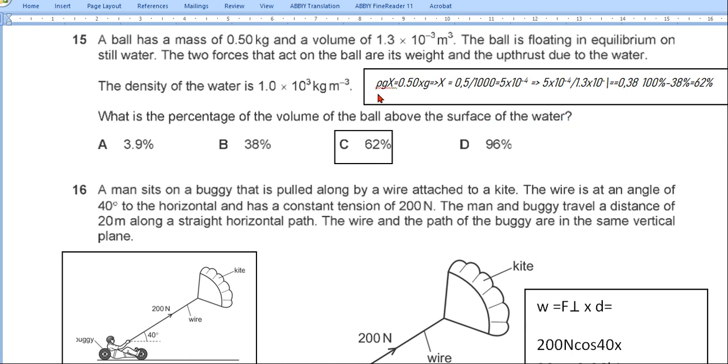So, first of all, because it's floating, upthrust, which is rho g V, rho g x, is equal to the weight of the ball. From this relation, we find that its volume is so much.